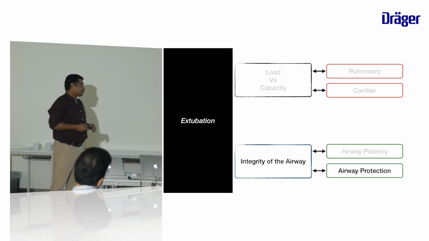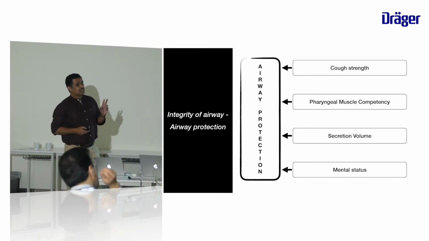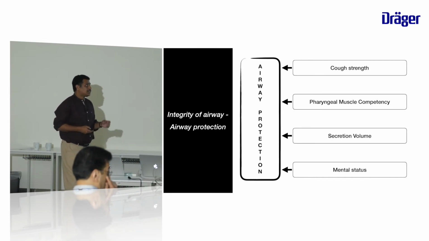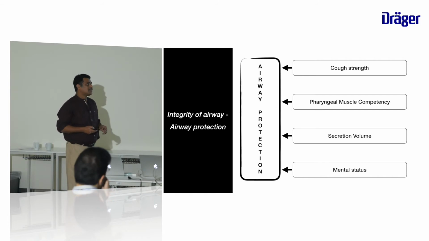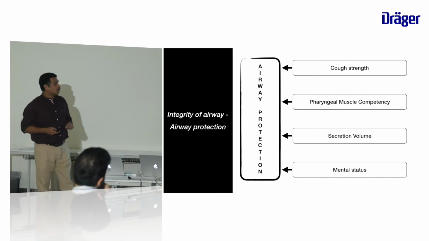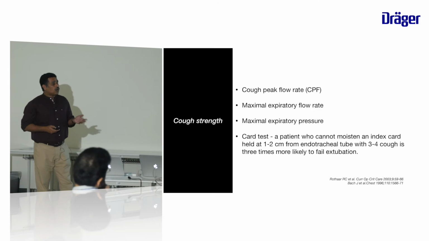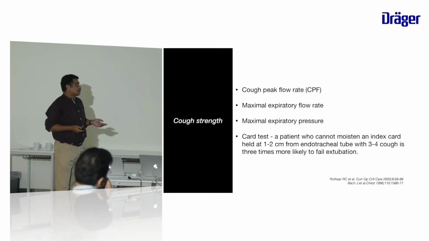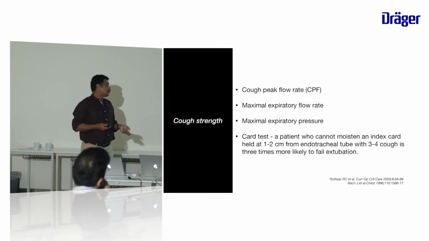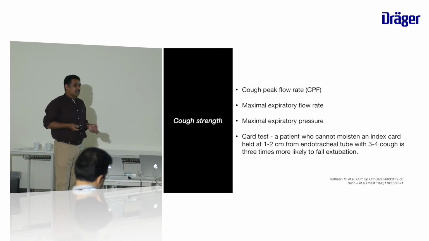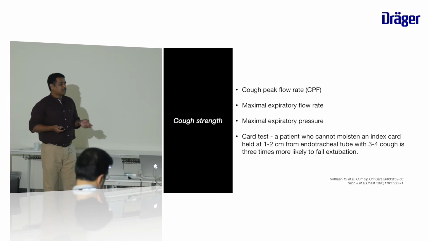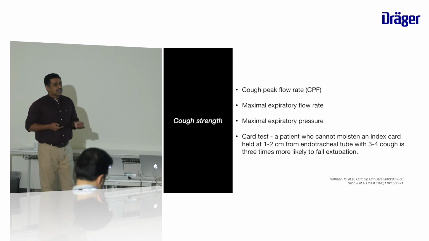Coming to airway protection, when you assess airway protection, you need to look at the following factors: cough strength, pharyngeal muscle competency, secretion volume, and mental status. There are a lot of parameters which can measure cough strength, that is cough peak flow rate, maximal expiratory pressure, maximal expiratory flow. And a simple test is the card test.